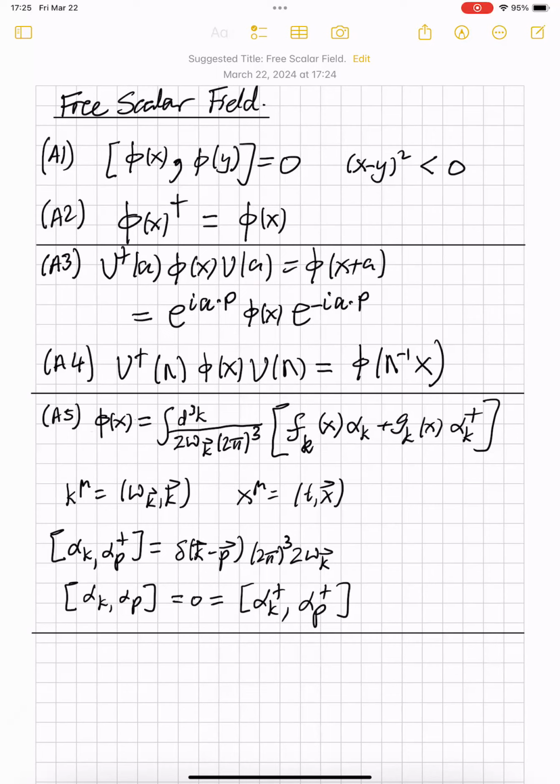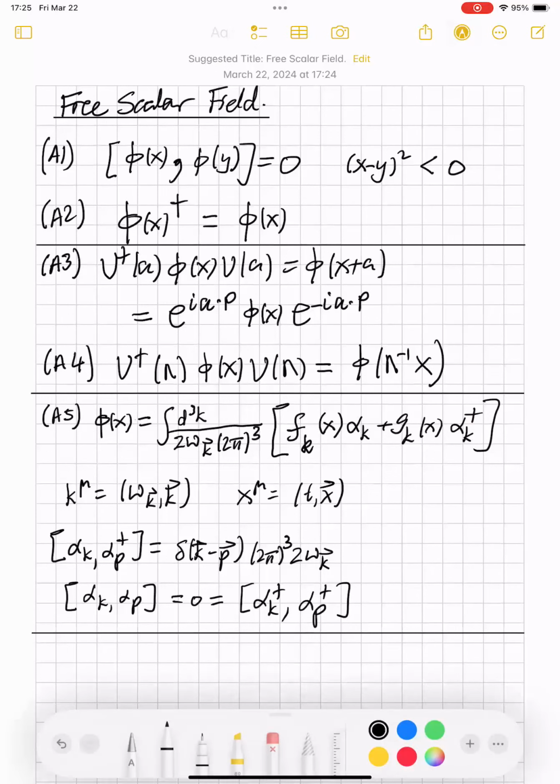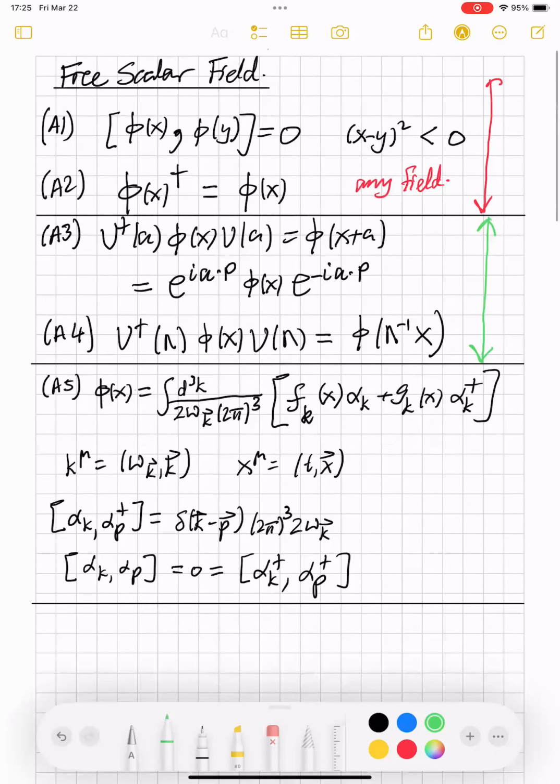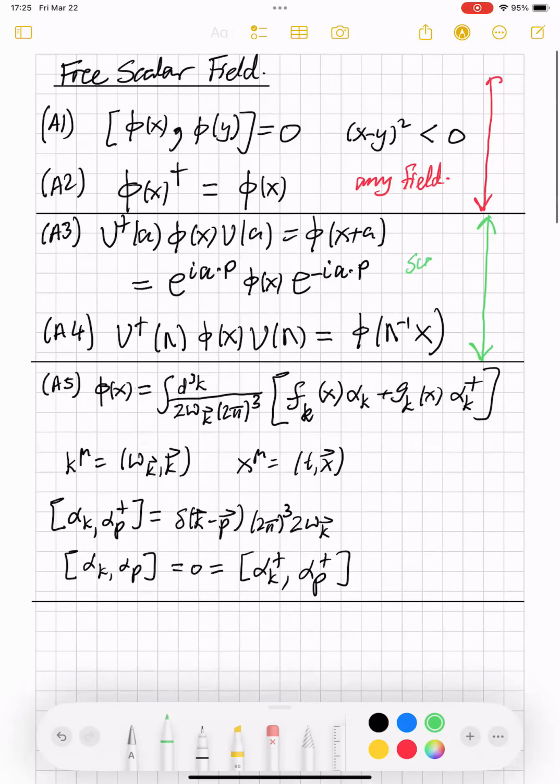Okay, so let's just make a comment that this first section over here should be true for any field, okay? So we never want to mess around with that. This is a good set of axioms to have. The second set of axioms, well, this tells us how our field transforms under translations, that's A3, and under Lorentz transformations, that's A4. So this is what we mean by a scalar field.